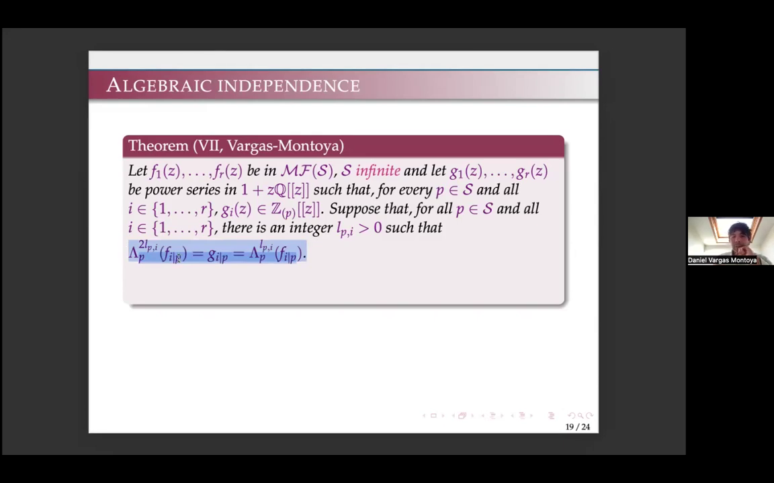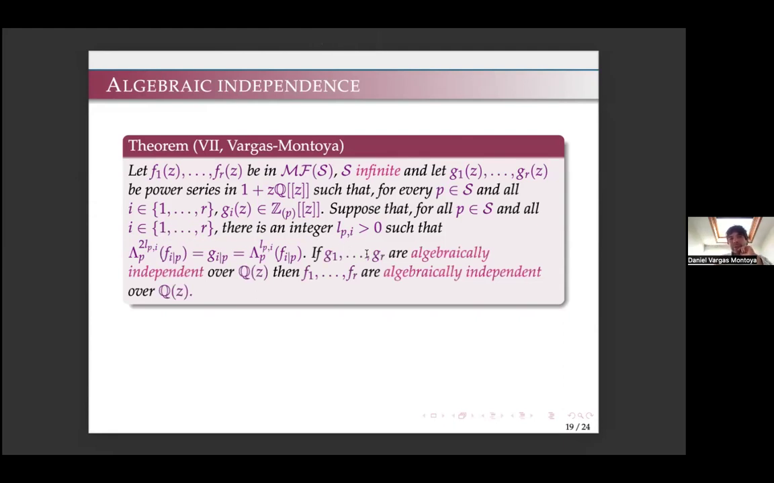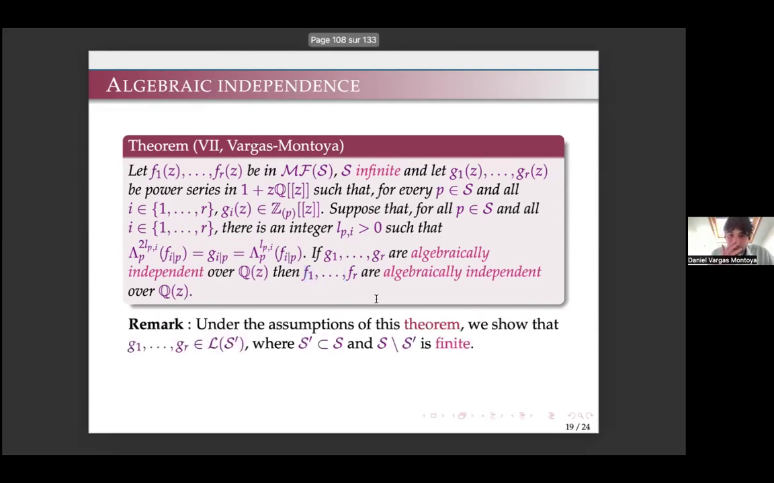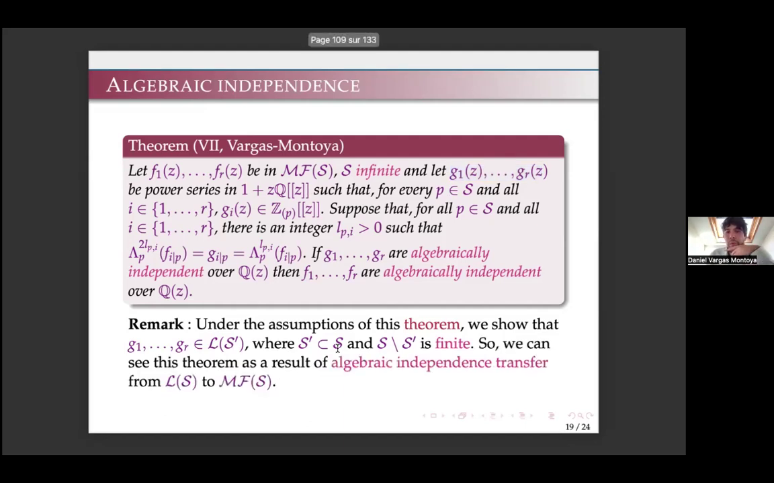Okay, again, this equality seems a little technical, but the most important thing of this theorem is the following one. If the auxiliary power series are algebraically independent over Q(z), then the power series F1, ..., Fr are algebraically independent over Q(z). The main point of this theorem actually is the following one. Under the assumption of this theorem, we can show that the power series GI belong to LS prime, where S prime is inside S and S minus S prime is finite. So somehow this theorem gives you an algebraic independence transfer theorem from LS to MFS. Okay, and again, to show this kind of equality, we use the Lucas theorem.